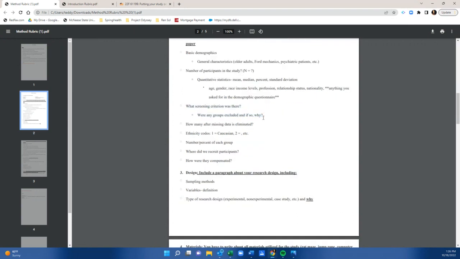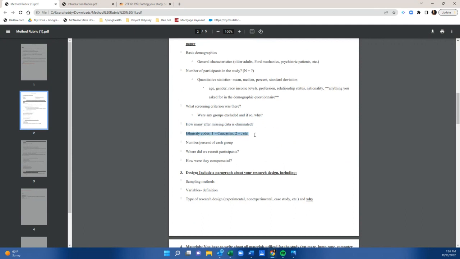If you had screening criteria or not. So was this study only available to freshmen? Was it only available to sophomores? If you did have screening criteria, please put that. If not, then also put that: no screening criterion was included in this study. Again, a spot for missing data. A lot of you have what's called a validity checking question that participants have to answer correctly for you to be able to use their data. You're going to put that in there too. And if you're not missing any data, you'll put that in there too.